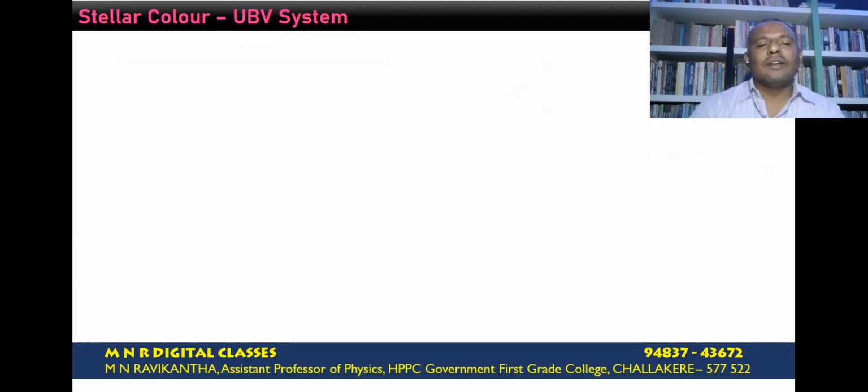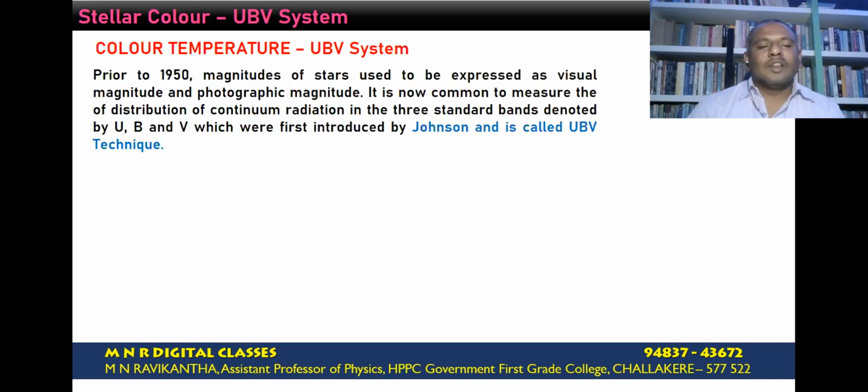The next method to find the spectral color and hence the temperature is the UBV system. Prior to 1950, the magnitude of the stars used to be expressed as visual magnitudes and photographic magnitudes. It is now common to measure the distribution of continuum radiation in three standard bands denoted by U, B, and V, which were first introduced by Johnson and is called the UBV technique.